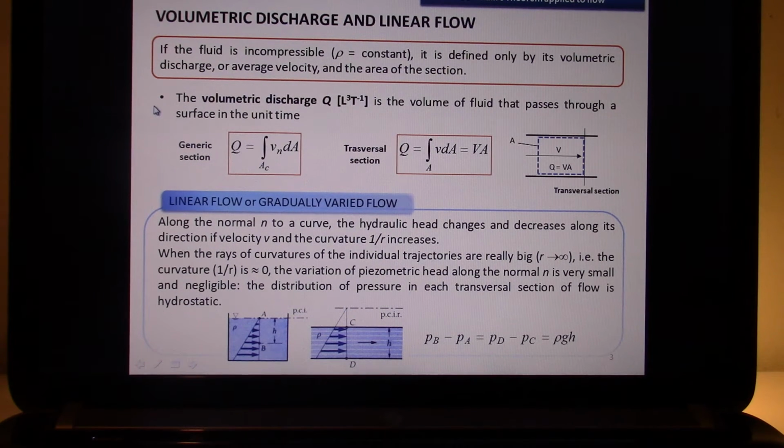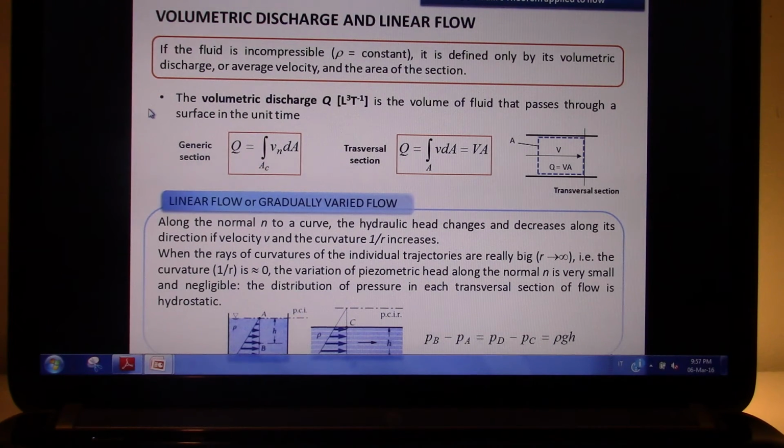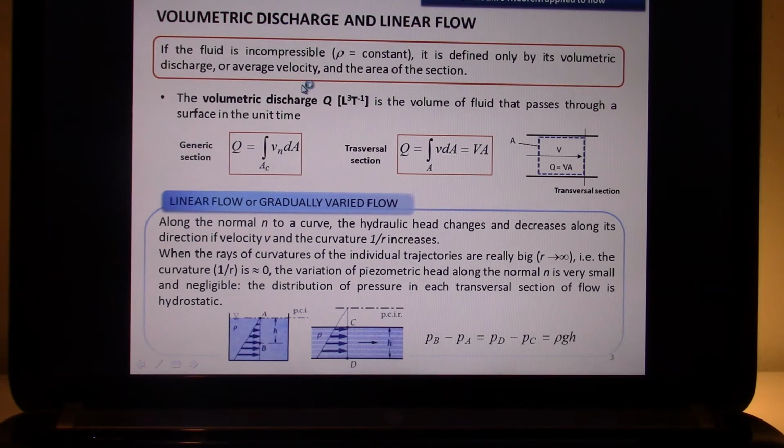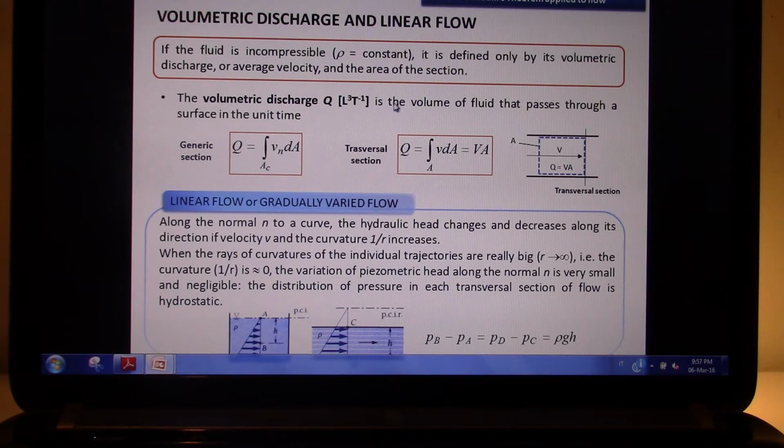Let's consider now a fluid which is incompressible. So, in the case that we are in front of an incompressible fluid, which means that its density is constant, this fluid is defined only by its volumetric discharge, or average velocity, and the area of the section. So it's necessary to define the volumetric discharge, capital Q, which is the volume of fluid that passes through a surface in the unit time.